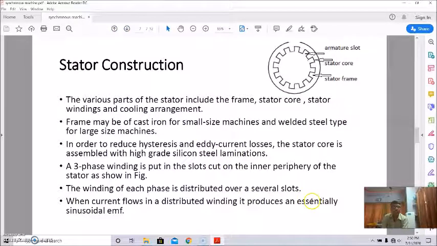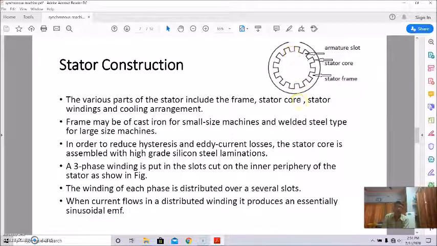Now, stator construction. The picture shows this stator. This is the slot, the armature slot, where the armature conductor is placed. This is the stator core. This is the stator frame. So the stator core has slots and teeth. These are the slots, and these are the teeth. In this slot, the armature conductors are placed.